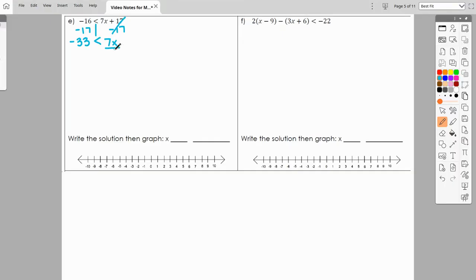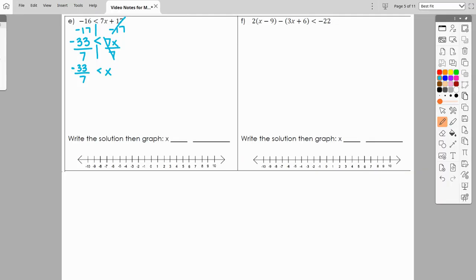I go ahead and divide each side by 7. That's the only way to separate the 7 that's multiplied to the x. It cancels out on the right side. And on the left side, I'm actually going to have a decimal, but I can leave it as this fraction as well.